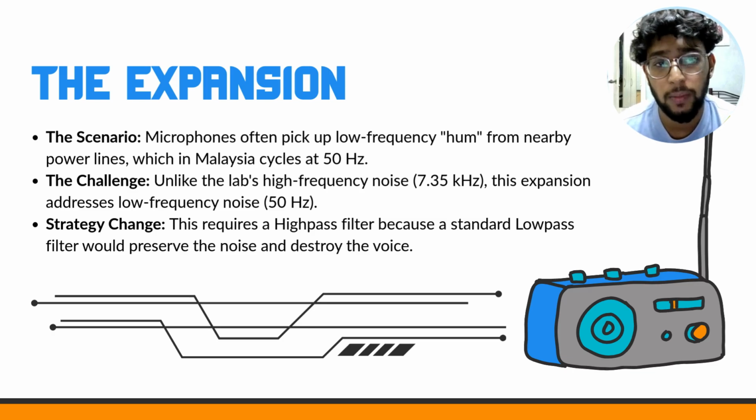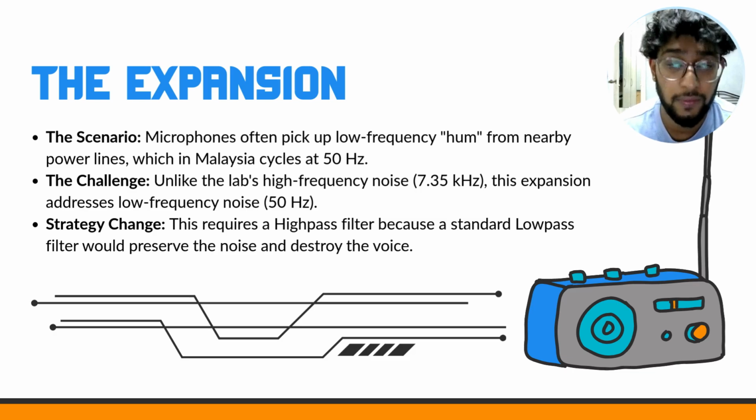What I'll be talking about is the expansion I did from the lab that we have chosen, which is Lab 5. The scenario is that our microphones often pick up low frequency hums from nearby power lines, which in our country is around 50 hertz. The challenge is that, unlike the lab's high frequency noise at 7.35 kilohertz, this expansion addresses low frequency noise at 50 hertz, which is not in the lab at all.